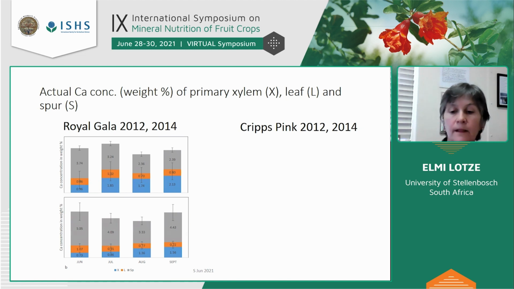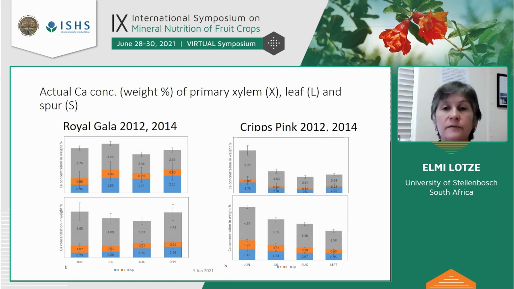Crips Pink showed a completely different trend. First, looking at the actual concentration, it was even higher in 2012 than all the previous cultivars. And in 2014, it was also higher than the Golden Delicious and the Braeburn, but similar to what we found in the Royal Gala. In this case, during both seasons, there was a significant decline in the calcium concentration of the spur and the leaves and the xylem.